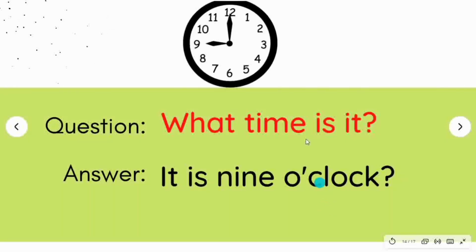Let's see the example. As you can see, the long hand is showing to number 12, so the answer will be o'clock. And the short hand is showing to number 9. So the answer is 9 o'clock. If you want to ask, the question will be, what time is it? Pukul berapa? The answer will be, it is 9 o'clock. Look back at this clock picture.